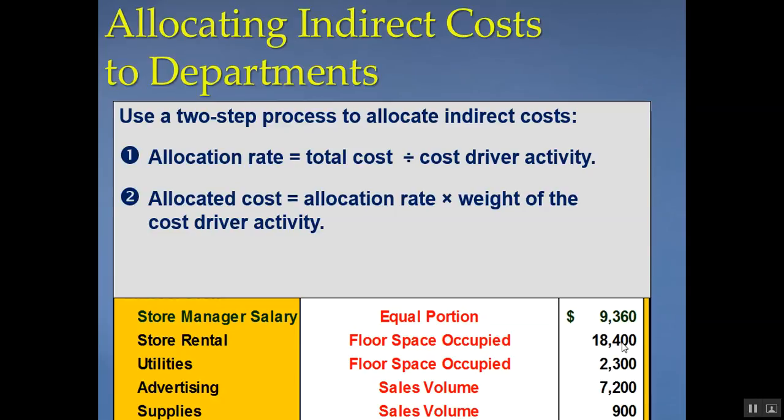But in order to divide the store rental space, we're going to take the 18,400 and divide it by the total square footage of the store. So we need that information. Once we have the rate, we're going to take that rate times the weight of the cost driver. So once we know that rate, we're going to multiply it by the amount of square feet for each department to get each department's specific costs.